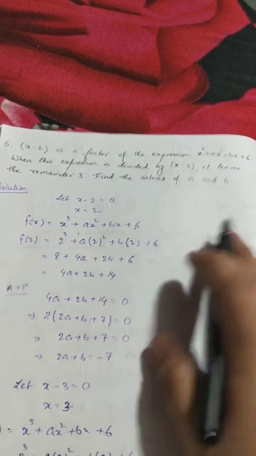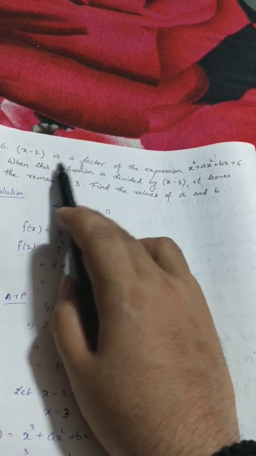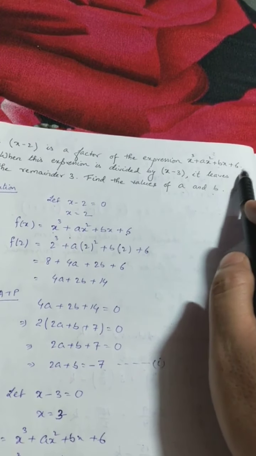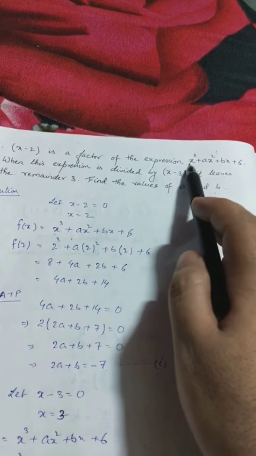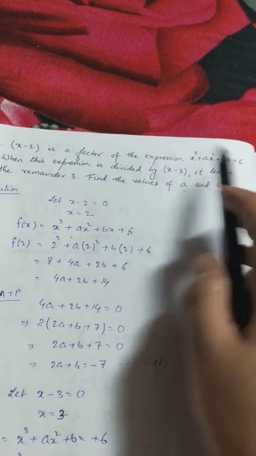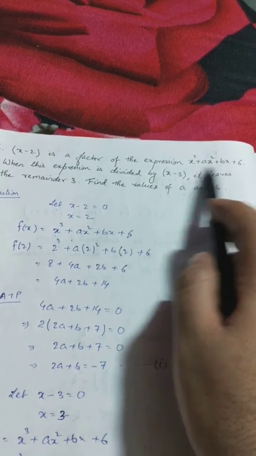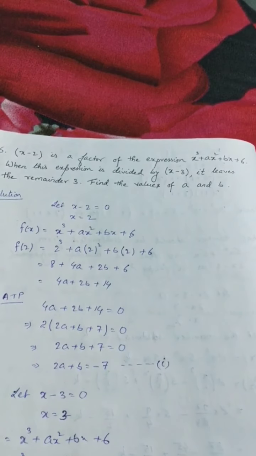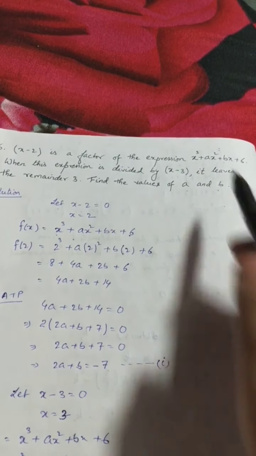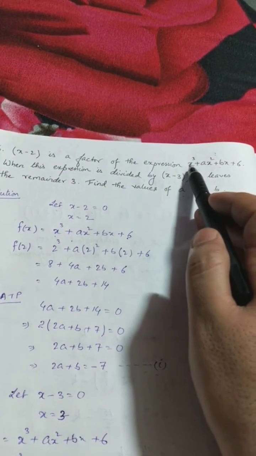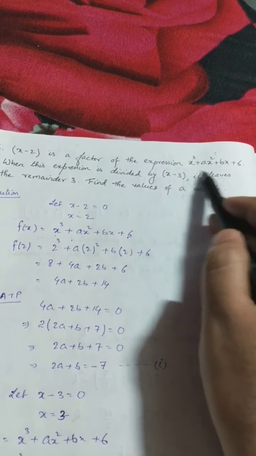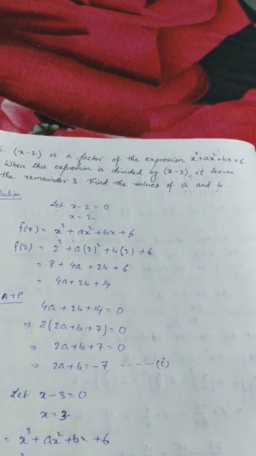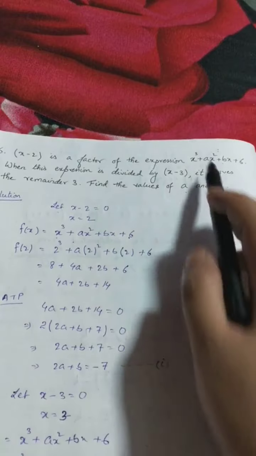Okay, the next sum is: x minus 2 is a factor of the expression x cube plus ax square plus bx plus 6. When this expression is divided by x minus 3, it leaves the remainder 3. So the question says, if we divide this expression by x minus 2, the remainder will be 0. Why? Because x minus 2 is a factor of this expression.